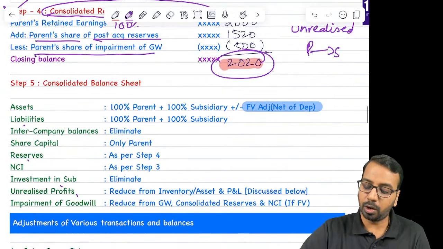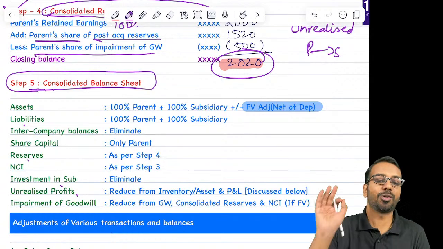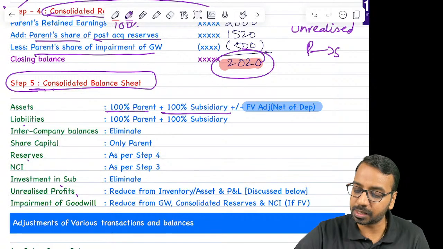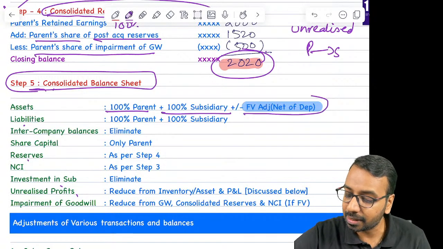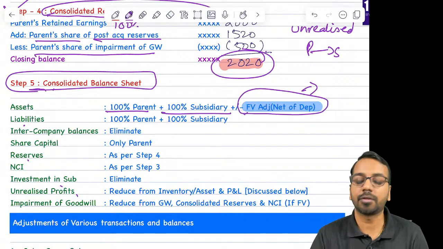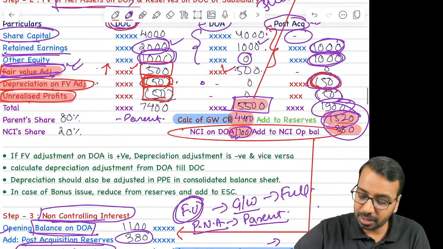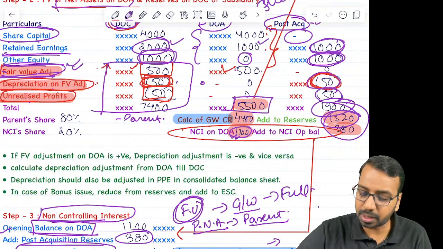Now, preparing the consolidated balance sheet, I think you all are champions by now. How do you prepare that? Take 100% of parent, 100% of subsidiary, and very important, adjustment of fair values. Whatever fair value adjustments are there in this particular section, that you have to consider.